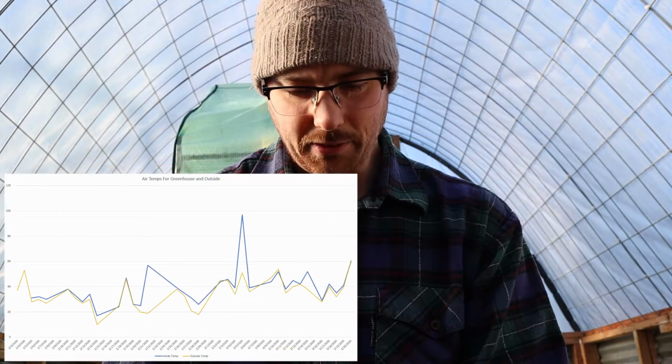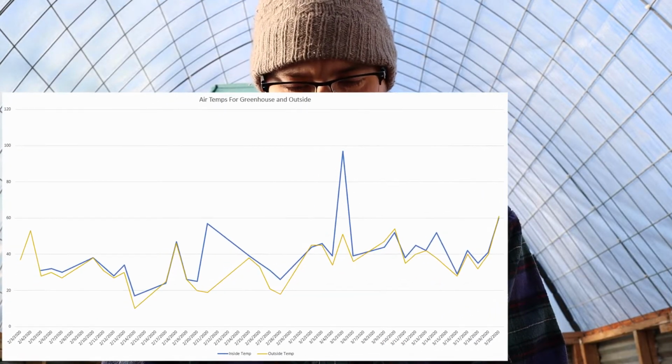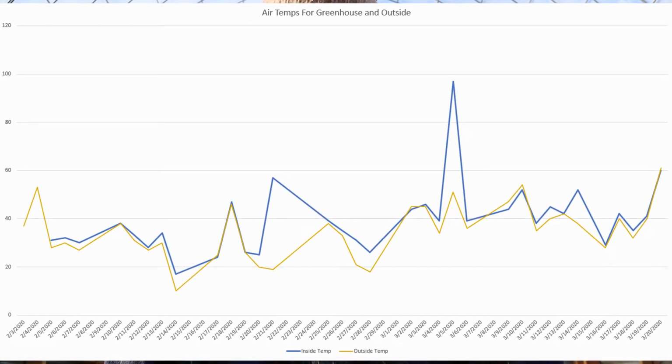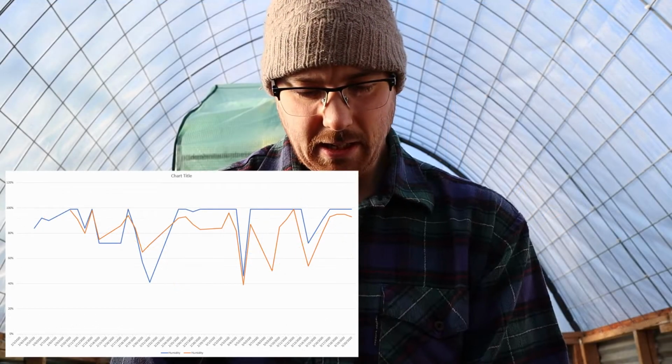The second one I have here is the air temps for inside and outside the greenhouse. And the inside of the greenhouse varies sometimes very heavily on this graph, and that was dependent on the time of day that we took the temperature, because it gets quite warm in here during the day and then it can go back to being quite cold. The last one is humidity.